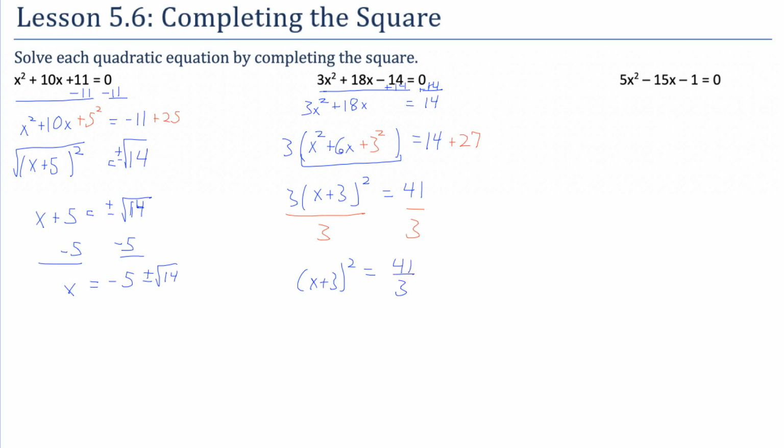And then we take the square root of both sides, making sure we put plus or minus, to cancel out that square. And this is going to be x plus 3 equals plus or minus the square root of 41 over the square root of 3. The square root of a fraction is the square root of the top over the square root of the bottom. We have learned in the past that we can't leave it this way, so remember we multiply by root 3 over root 3. That's just simplifying this.